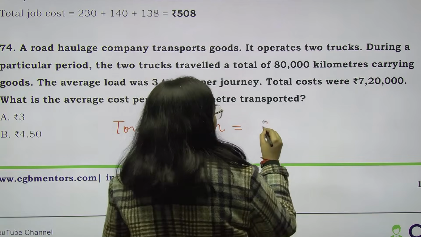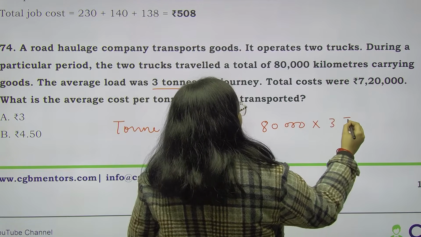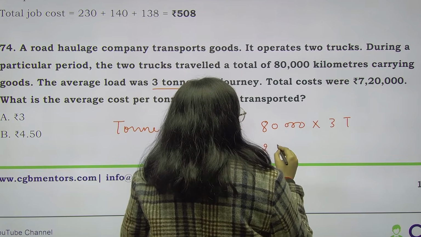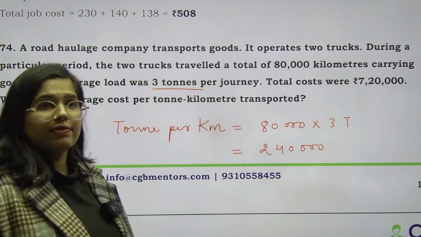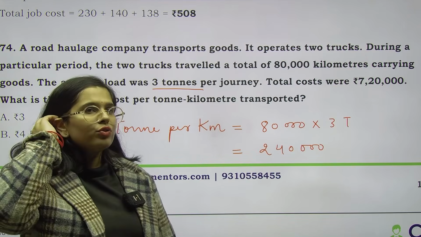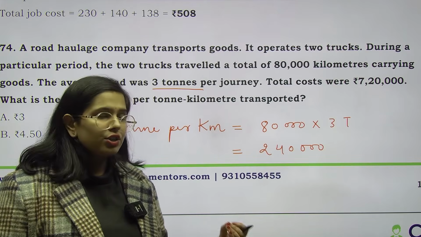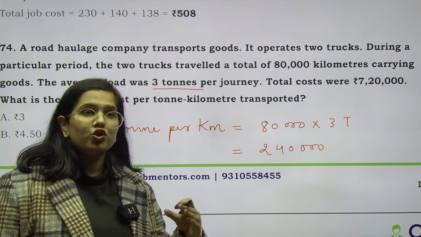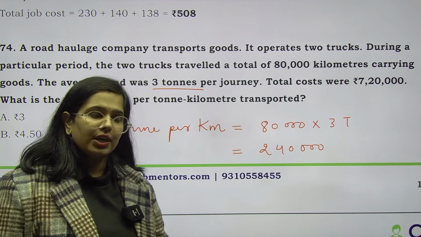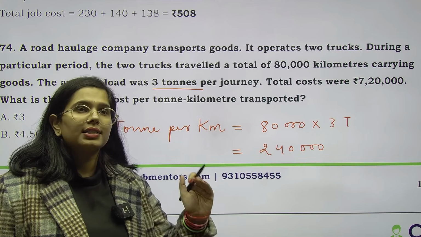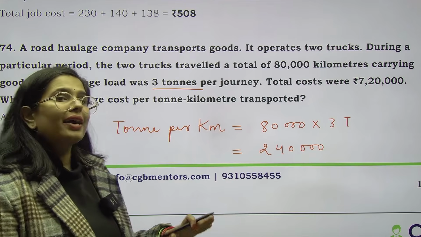So over here, what am I going to do? 80,000 kilometers multiplied by 3 tons. Right? 2,40,000 ton-kilometers. This gives me the unit because I have to charge the customer accordingly. I will charge the customer not just on the basis of kilometers but also on the basis of load, because you also understand that in the transportation industry, when your load increases, the consumption of your fuel also increases, right? The burden on your tires also increases.